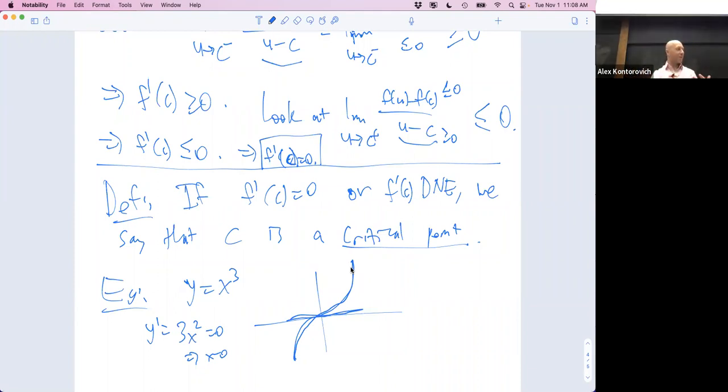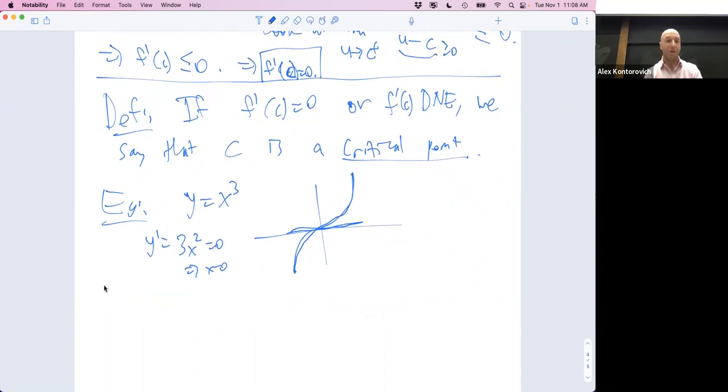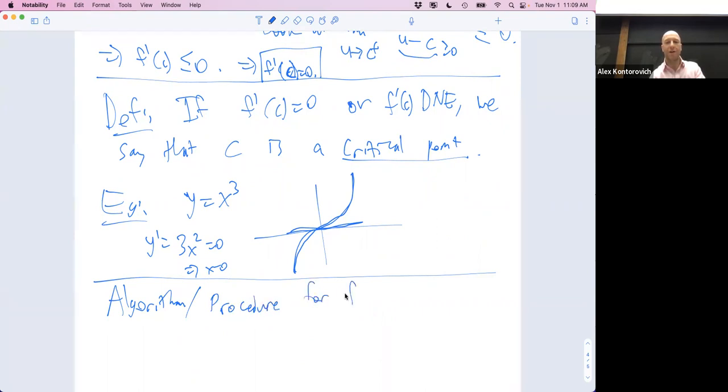It's not necessarily a local max or min, but it's certainly a place where you better check if you're trying to understand the max or min structure of a function. Does that make sense? So in fact, let's turn that into an algorithm. You know what an algorithm is: a procedure for finding local and absolute maxes and mins.